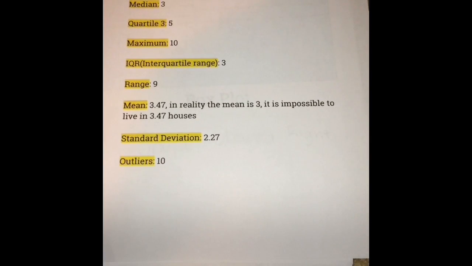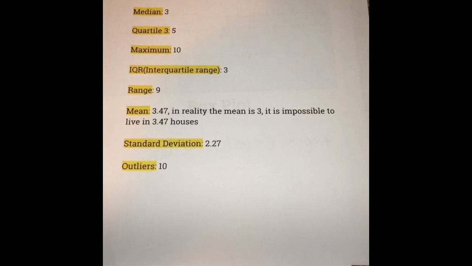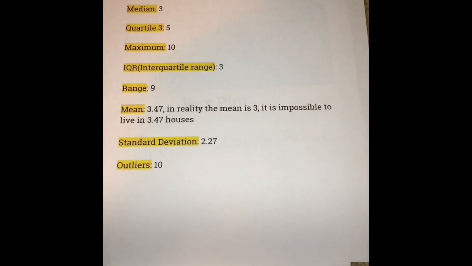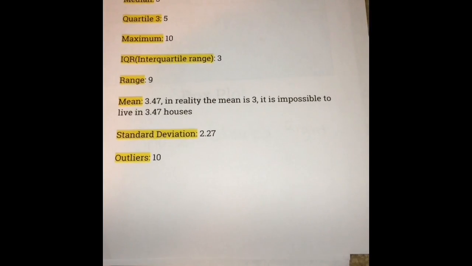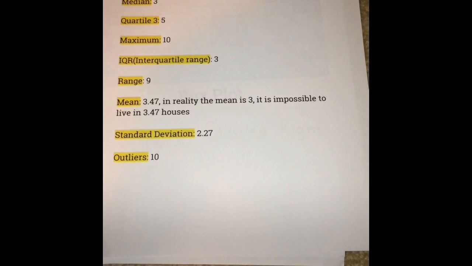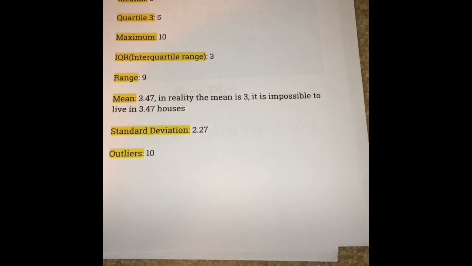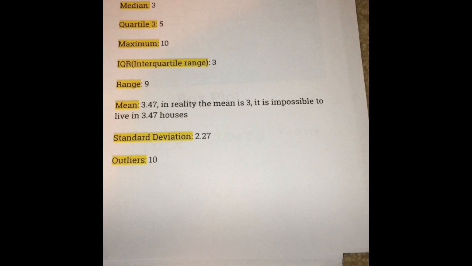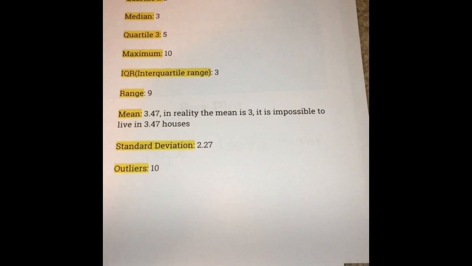The interquartile range, or IQR, is 3, and I found that from Q1 minus Q3. The range is 9, and I subtracted my minimum from my maximum, and the mean is 3.47. In reality, the mean is 3. It is impossible to live in 3.47 houses, and I calculated that by adding up all the numbers and dividing by how many I added.